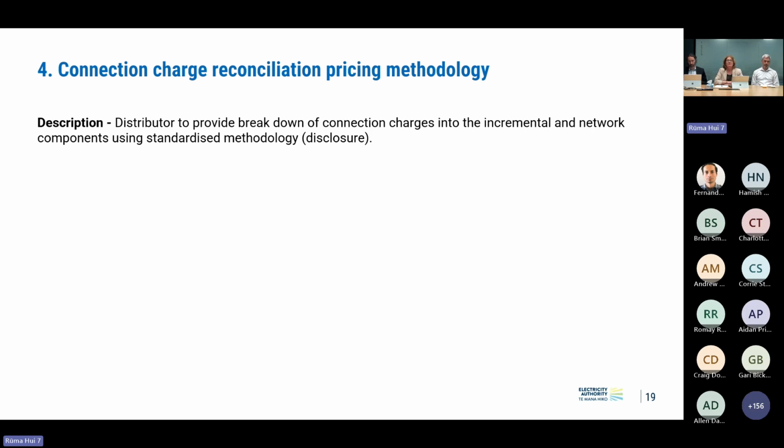Connection charge reconciliation pricing methodology. I'm going to try and step through this carefully because it's really important that people get a sense of what we're trying to set out here. We propose requiring distributors to prepare a reconciliation that shows the incremental cost and incremental revenue and network cost components of a quoted connection charge if requested by a connection applicant.